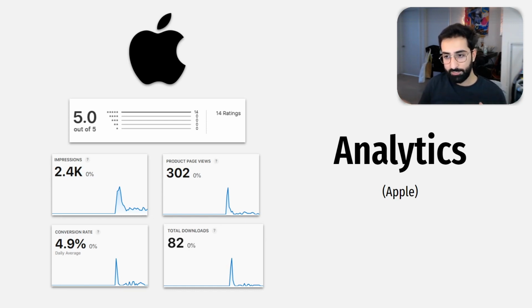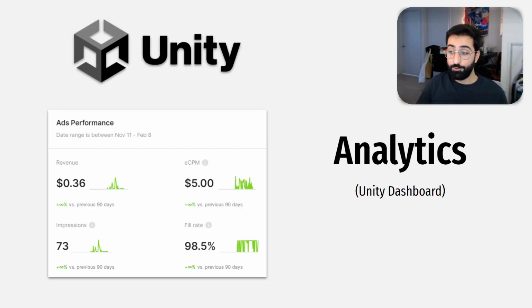So a little bit less than what I got on Android, but still pretty decent. So that's a 4.9% conversion rate. Again, a little lower than Android, but not bad. I do make up for it, however, in total downloads, which I have 82 on Apple, so beating the 50 I got on Android. So some interesting statistics, take it with a grain of salt. Moving on to what everybody really wants to know, my Unity analytics.